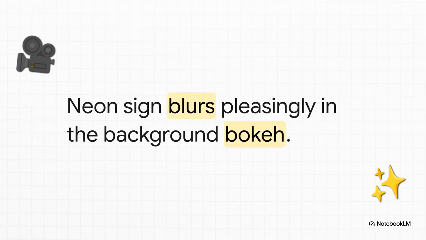Let's look at this next detail and see how it completely builds on that camera movement. During that crucial push-in between seconds 2 and 5, the prompt specifies neon sign blurs pleasingly in the background bokeh. Remember what we talked about earlier, that shallow depth of field? Well, this is exactly where it pays off. As the camera pushes in, the prompt forces the lens to shift focus, intentionally blurring that pink-purple neon sign into soft bokeh. It tells the AI exactly how the virtual lens should behave, creating cinematic depth literally right before our eyes.